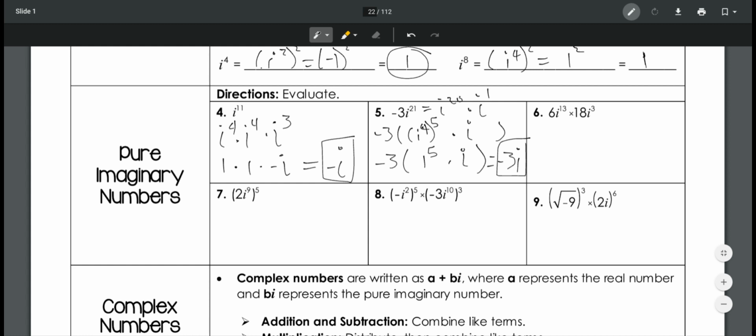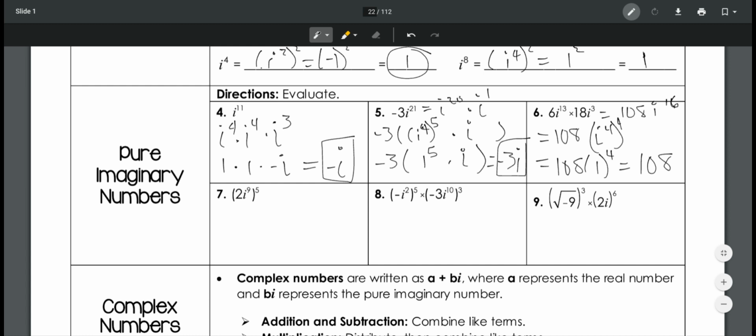In number 6, I need to multiply these terms together first, so that gives me 108 i to the 16th power. Now, once I get to that part, I need to break down my i to the 16th. Well, I know that i to the 16th has 4 i to the 4th powers in it by using my power property backwards. So that would be 108 times 1 to the 4th power, which would just simply be 108.